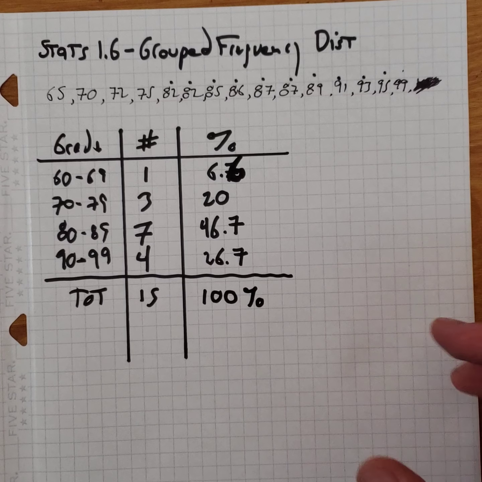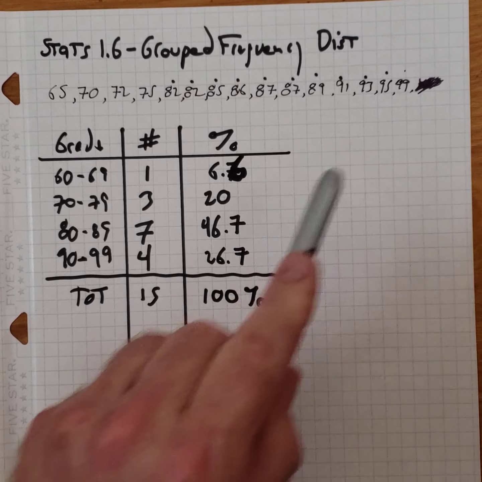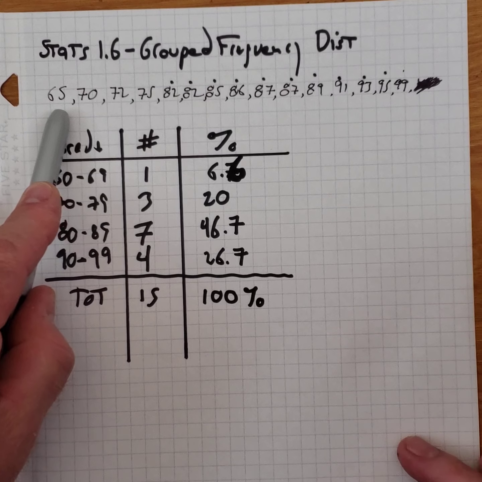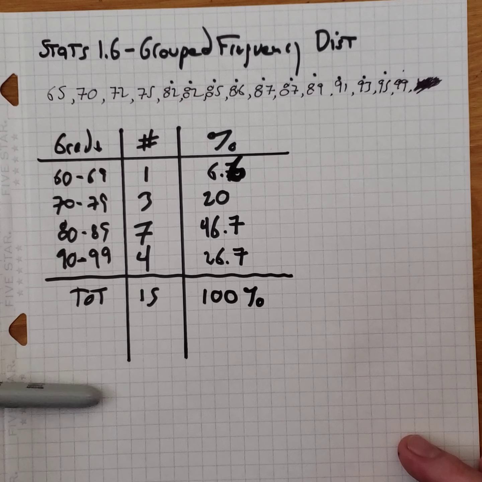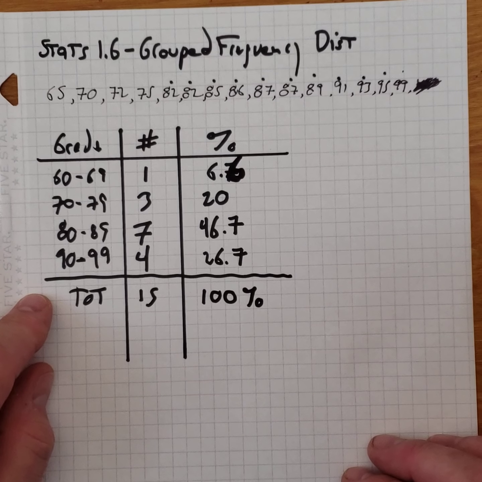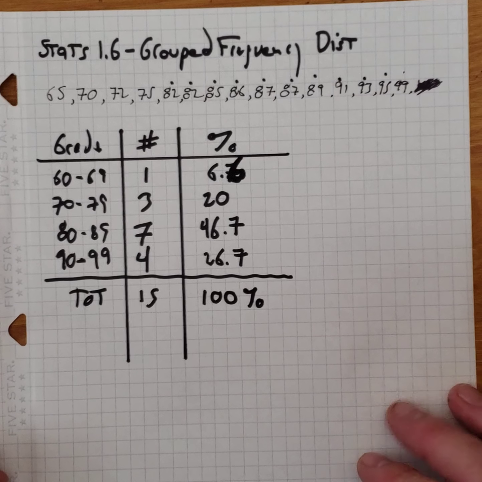Right? That's a grouped frequency distribution, and it is useful, again, for when we have data that doesn't have a lot of repetition to it. That would give us too many rows here, so to cut down on the number of rows, we group them together and then have a row for each group. Pretty simple concept, I think.